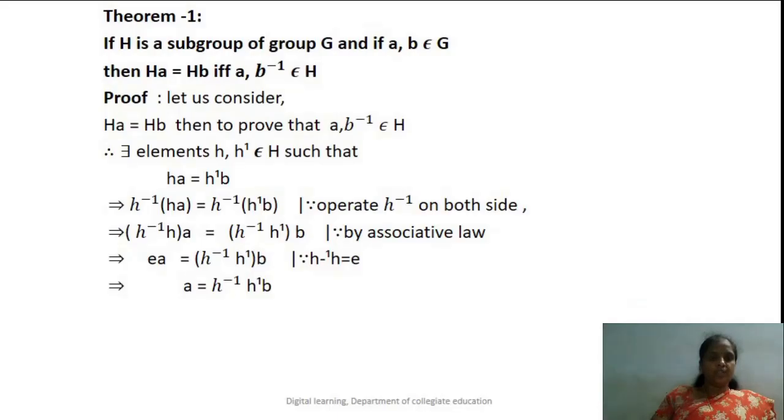So group this for the next step: grouping h inverse into h within the group. Group it for h inverse and h. So a is outside. Here group it for h inverse and h dash, and outside we have b. So if you observe this, h inverse into h becomes e. So e into a is equal to h inverse into h dash, as it is, with the b. So e into a, the identity element with a, becomes just a. So a is equal to h inverse h dash into b.